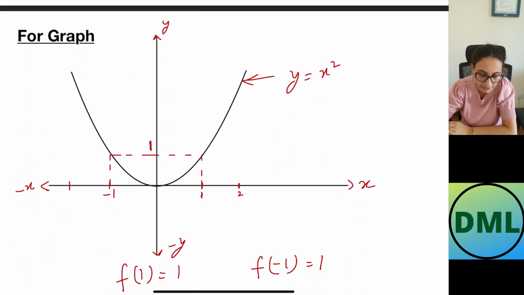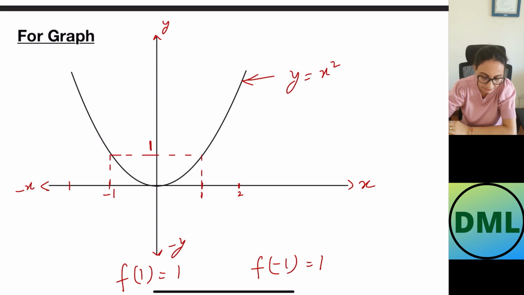When the graph is given to you, this is the graph in front of you. This is your x-axis, this is your y-axis, this is negative x and negative y. And this is the curve you have, which is y is equal to x square. To check that this is a many-to-one function, I told you you have to draw the horizontal line. So this is the line I have drawn here. This cuts the graph at 2 points here and here. If you go down, you can see as 1 and minus 1.